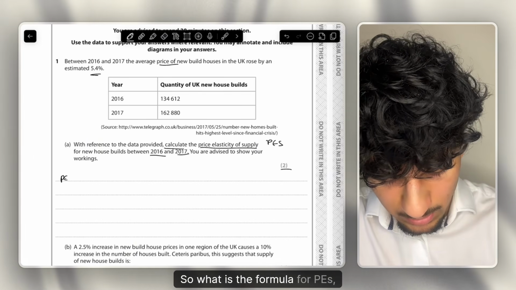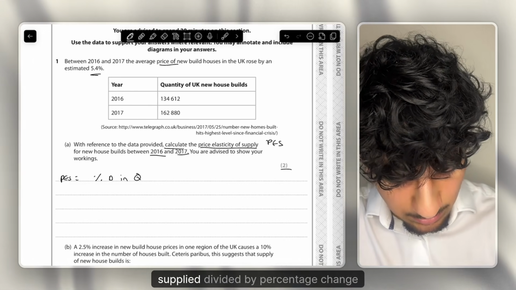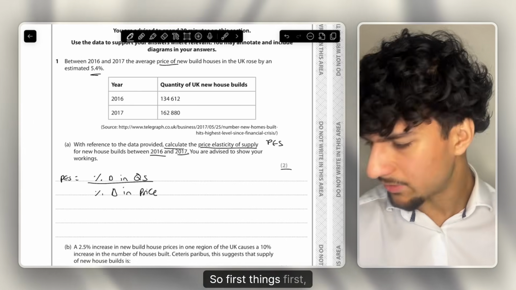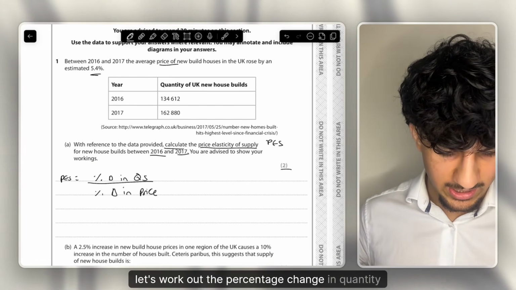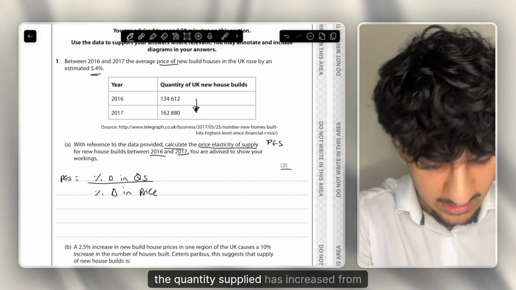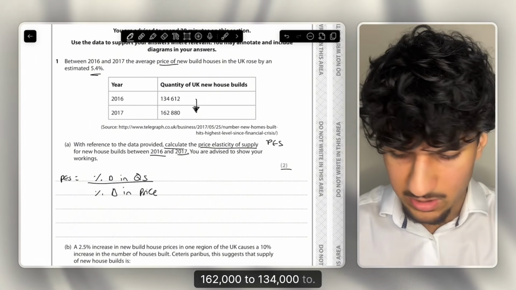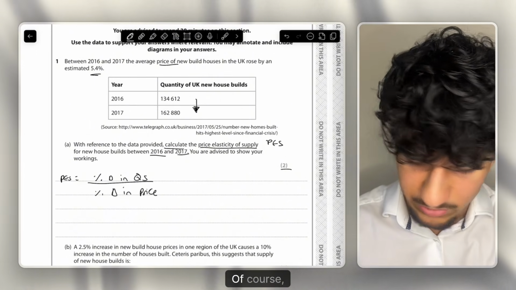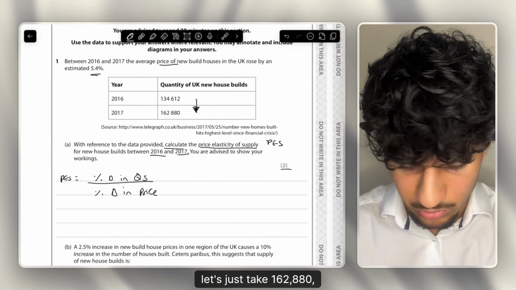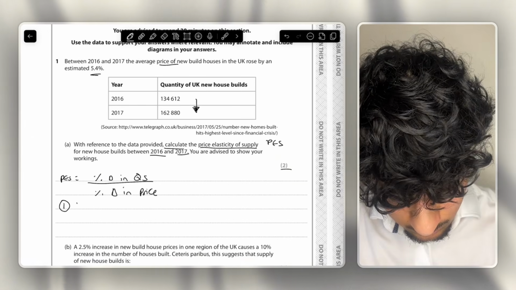So what is the formula for PES? Of course, it's percentage change in quantity supplied divided by percentage change in price. So first things first, let's work out the percentage change in quantity supplied. If we look from 2016 to 2017, the quantity supplied has changed from 162,880 to 134,612. So how would we work this out? First, let's take 162,880, take that away from 134,612.